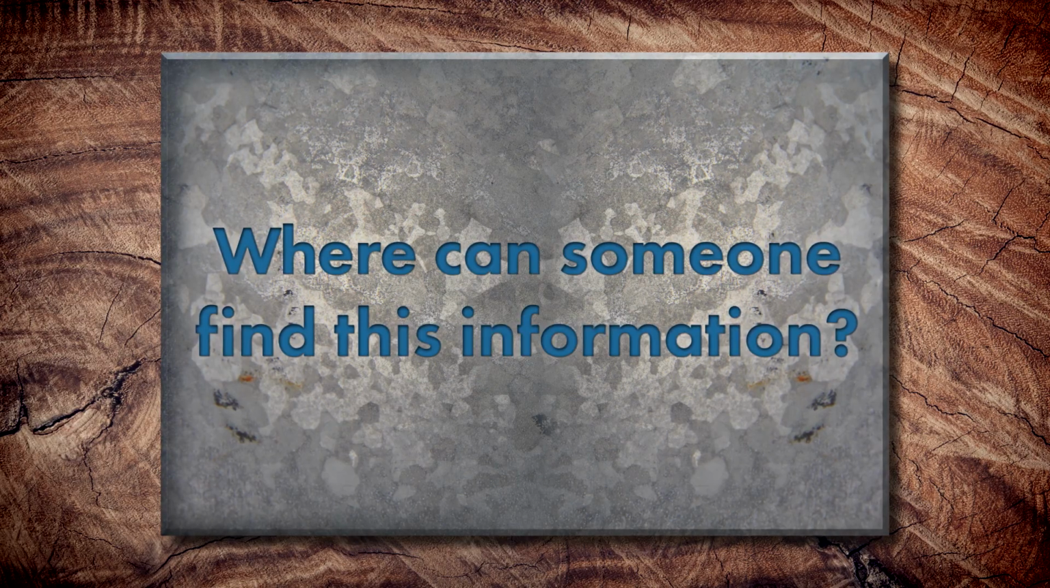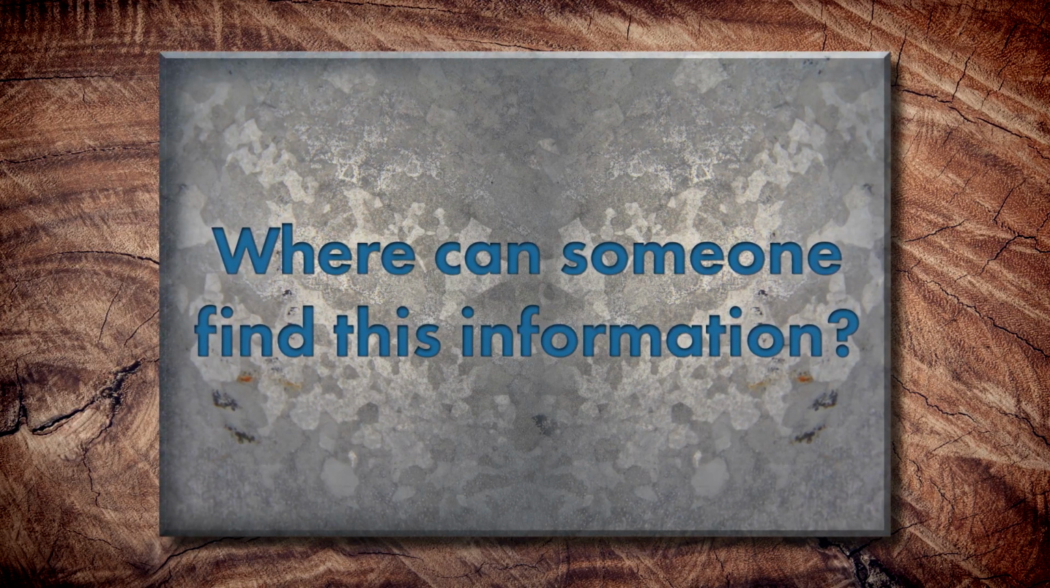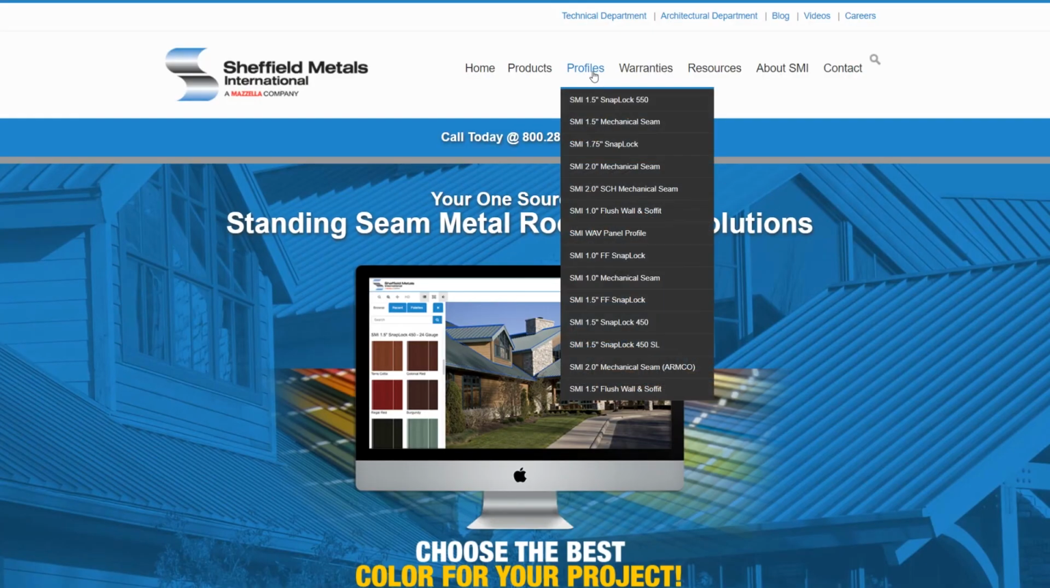Yep. So if someone wants to find this chart or some other information that we have, where can they look for that? Okay, so we have this listed on our website. It's not everywhere since it is an FBC approval or Florida product approval. We have it attached with our Florida product approved systems. So that would be the 1.5" mechanical, the 1.5" snap lock 550, the 1.5" or the 1.75" snap lock, and the 2" mechanical panel. It'll be in there referenced on the left-hand side under Florida product approval.